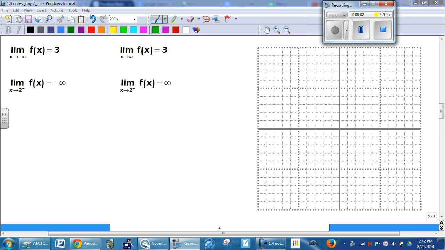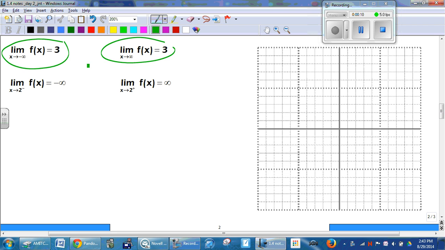In this problem, we're asked to sketch a possible graph according to these limits. So if we look at the first two here, we've got two limits as x approaches infinity and negative infinity, and our function is approaching 3.